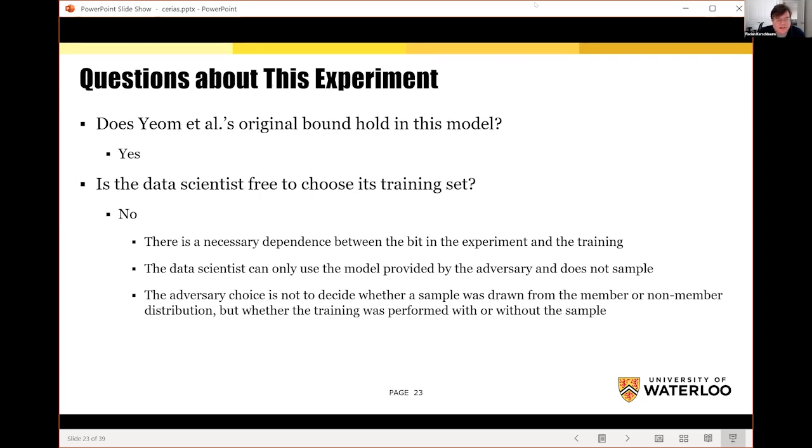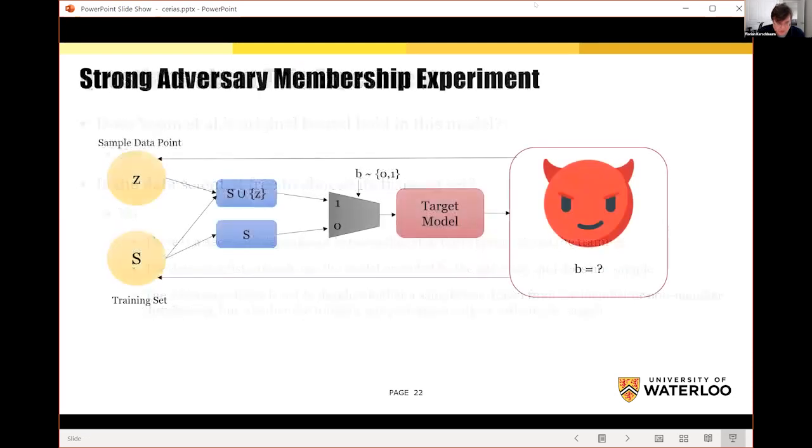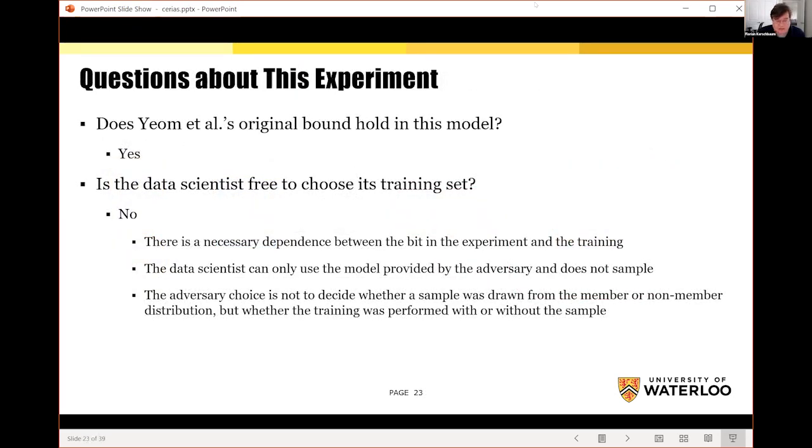So one question we can ask, is the data scientist free to choose its training set? And the answer is no. There's a dependence between the bit that is chosen in the experiment and the training of the model. So the data scientist can only start training after that bit is chosen. You could even say he has to wait for the adversary to give him the data set.